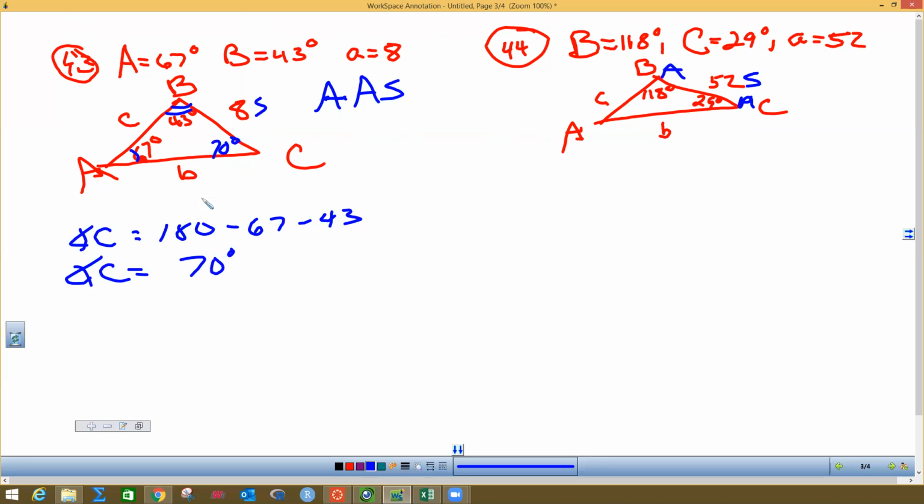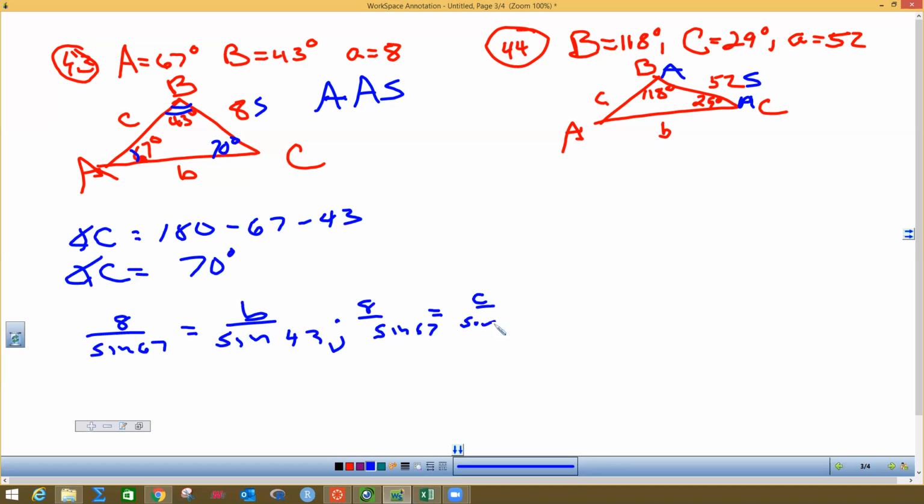And now I do law of sines. So I have to use the A's because they're both given to me. Do y'all see it? Angle A and side A are given. A and A. So we're going to find all sides. So I'm going to put little a on top over sine A. And then I'm going to find the little b. I'm going to go ahead and just write the other one. And we're going to have another one that says 8 over the sine of 67 is c over the sine of 70.